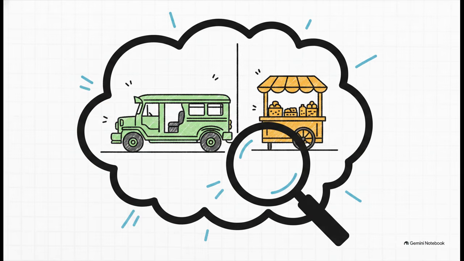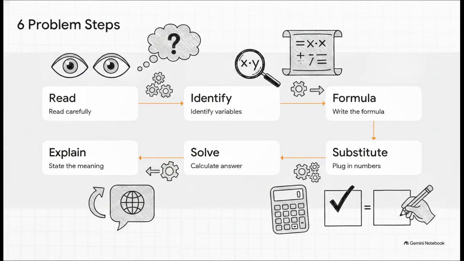Section 5. Solving real-life problems. Applying formulas to daily situations. Now, it's one thing to calculate the cost of a few pencils, but how do we approach slightly more complex situations, like, say, calculating transport fare or tracking daily business income? Well, our source material outlines a pretty foolproof 6-step method for this.